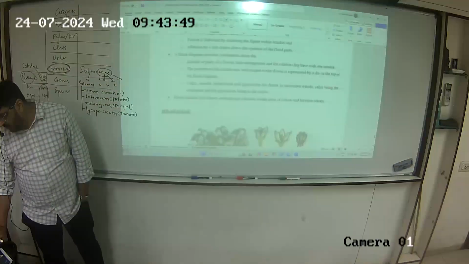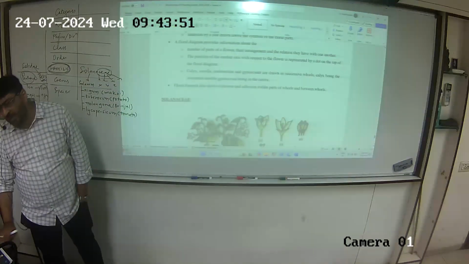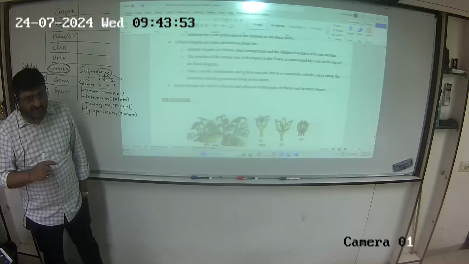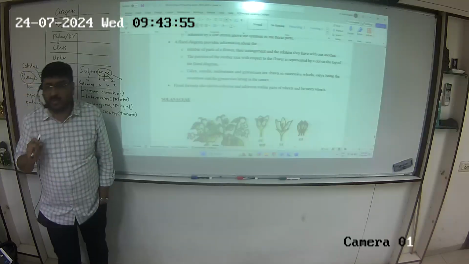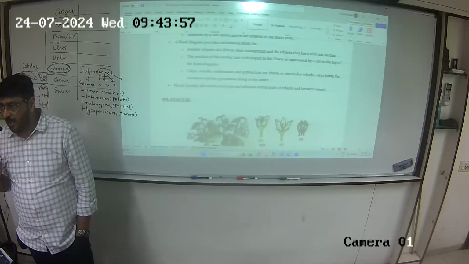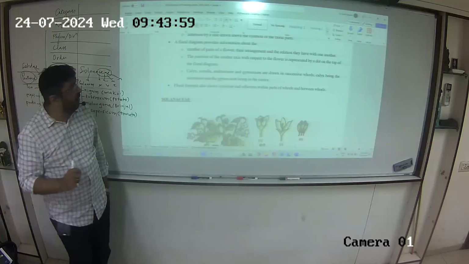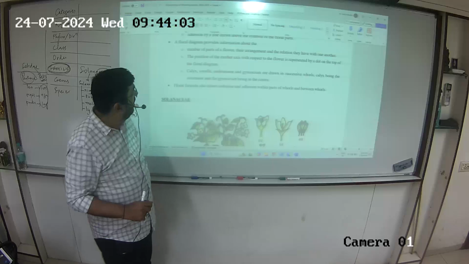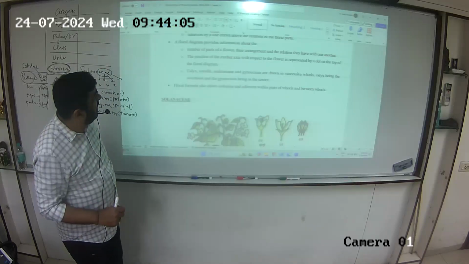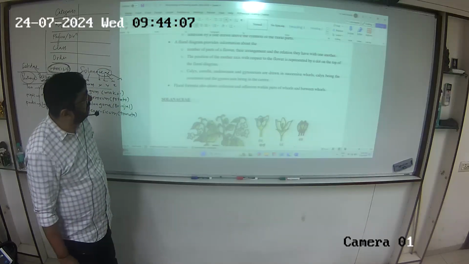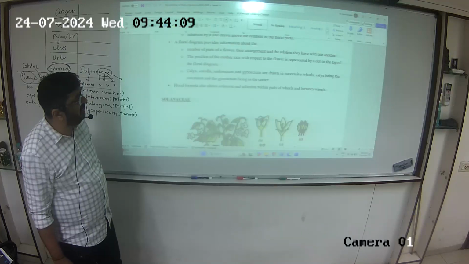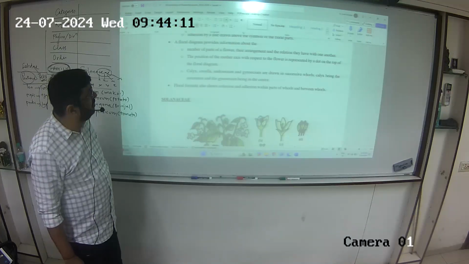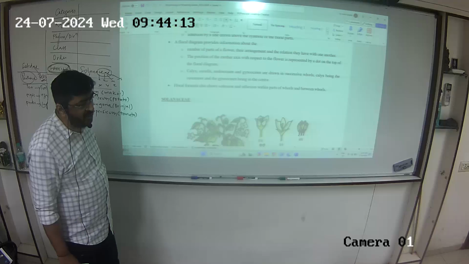So now coming first to description of the floral diagram and then we go to description of Solanaceae. Is the idea of family very clear to everybody? Yes, okay. A floral diagram provides information about the number of parts of a flower, their arrangement and the relation they have with one another, the position of the mother axis on the diagram.